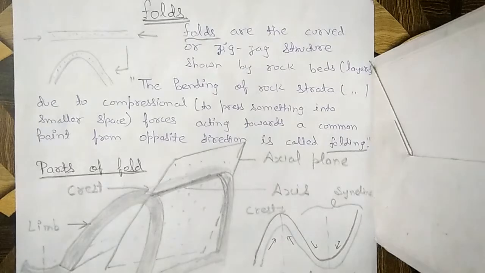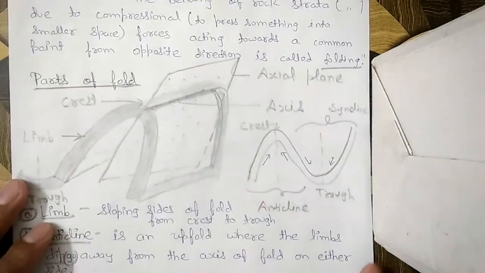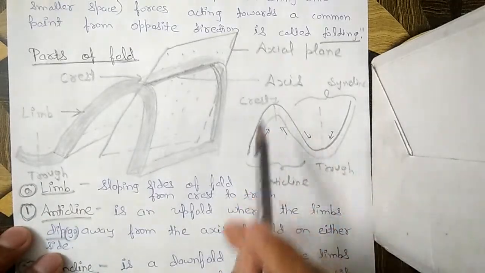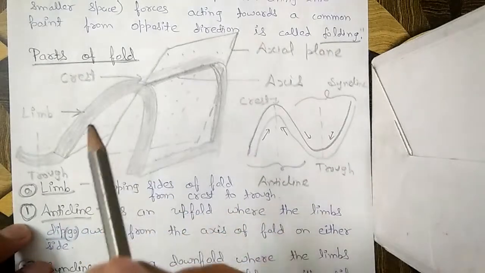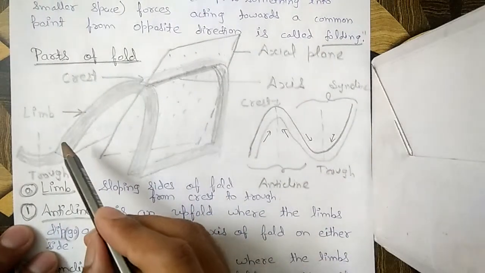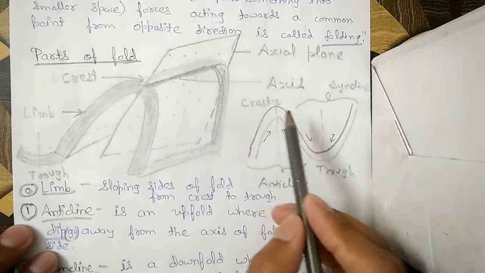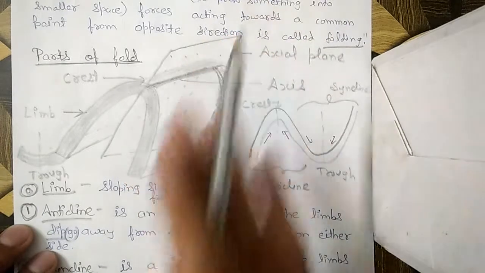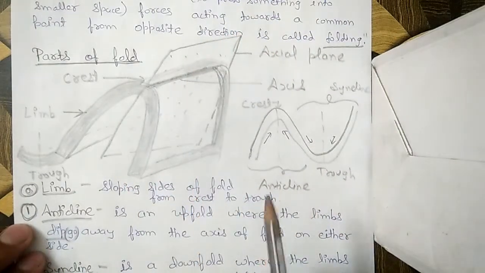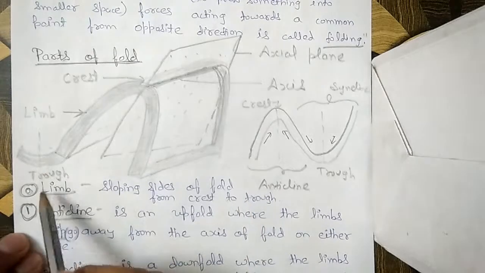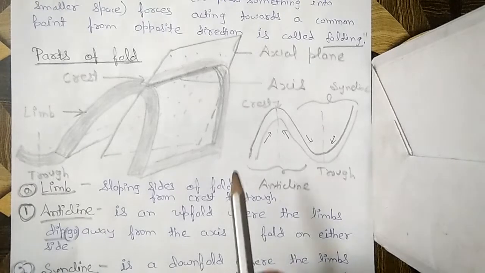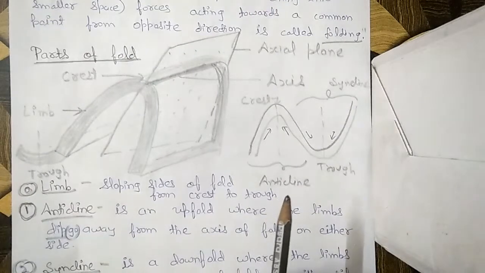Now we will discuss the different parts of folds. What are the parts of a fold? I have made a two-dimensional diagram of a fold, and this is a three-dimensional diagram of a fold. This much is a fold, and this much is also a fold. The first thing we have to understand is what a limb is. As we human beings have limbs, our hands and legs, just like that, these folds also have limbs.